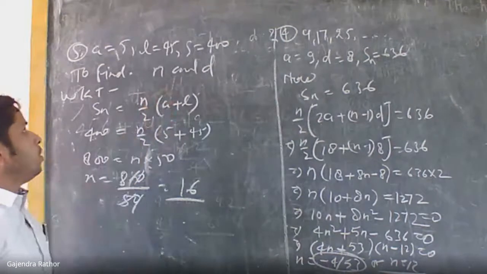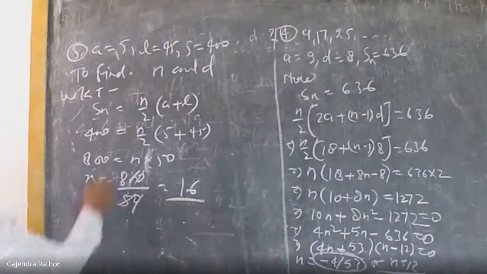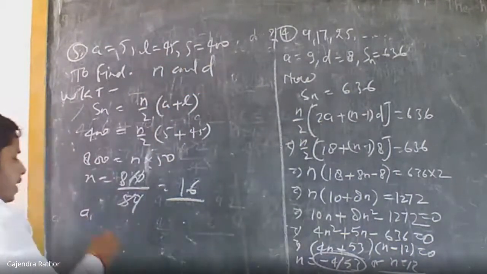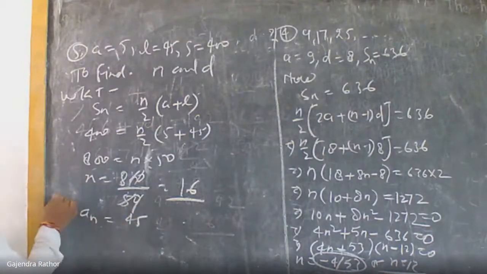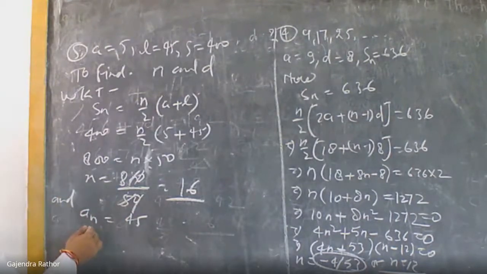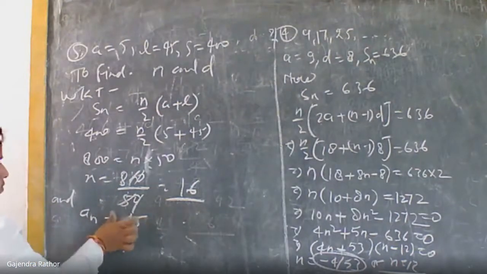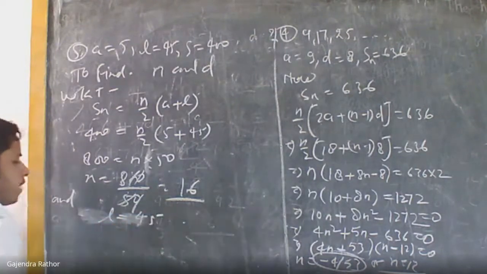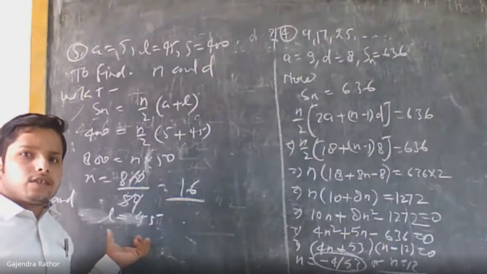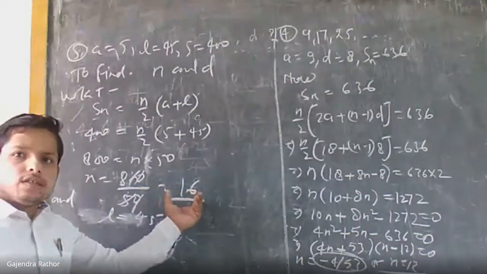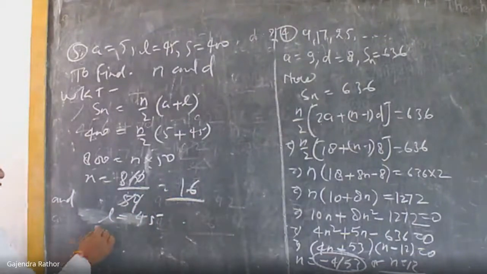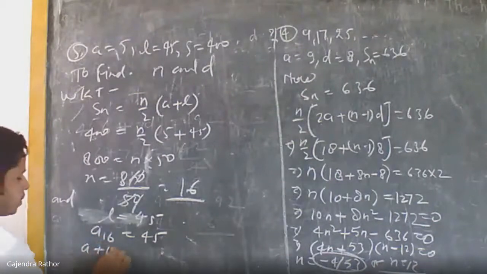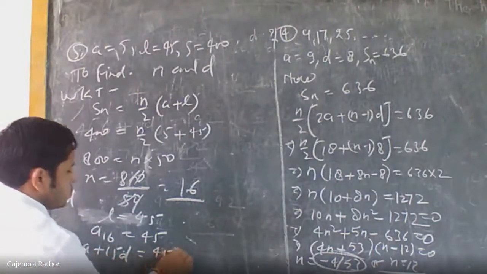Now we need one more value, d. Here it is given that l is equal to 45. l is also called the nth term or the last term. So this is the 16th term of this AP. So we can write a16 is equal to 45. a16 we can write as a plus 15d is equal to 45.